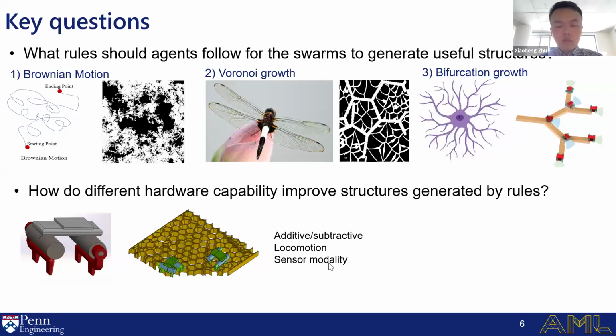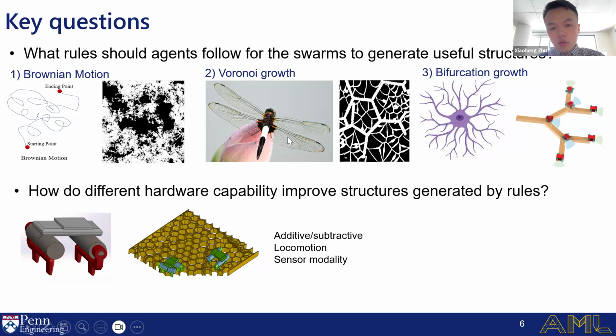So to start with, there are some key questions we need to ask. The first one is, what rules should agents follow to generate useful structures? Because basically, like the bees or the ants in nature, it's a relatively new idea, and at the beginning stage of this project, we tried different motions, we tried different rules, such as the Brownian motion. In this case, we just let the agents deposit materials randomly in the design space. You can see that it's like foam-like structures.